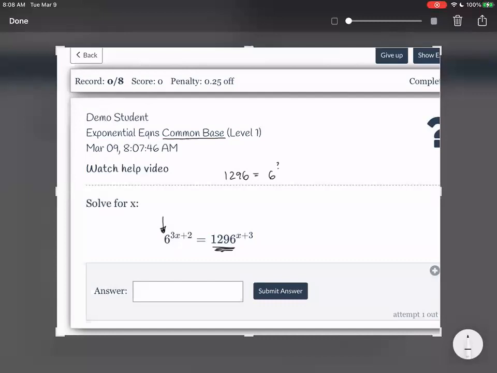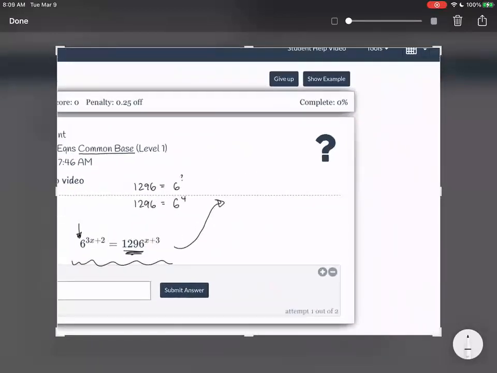So I'm just going to go on my phone's calculator, and you can go on your phone's calculator as well to see what power I should raise 6 to get 1296. So 1296, as it turns out, is 6 to the power of 4. So what I'm going to do is rewrite this entire thing over here just for space. 6 to the power of 3x plus 2 is equal to 6 to the power of 4, to the power of x plus 3. Okay, so I'm going to pause here and see if you have any questions so far.